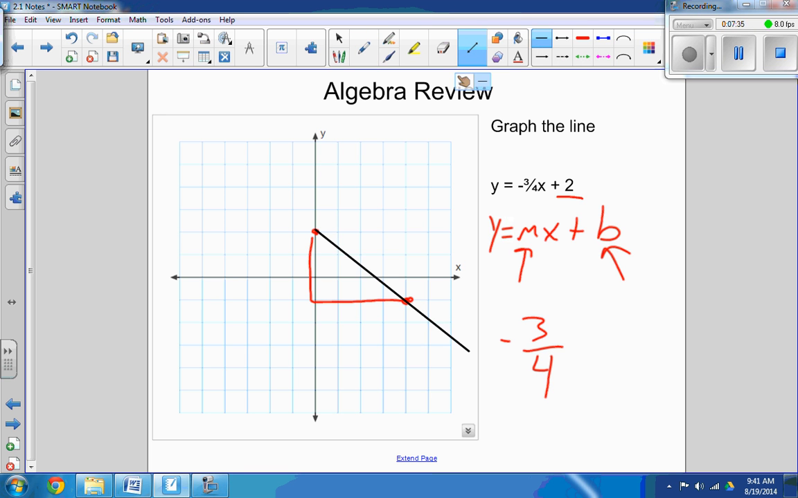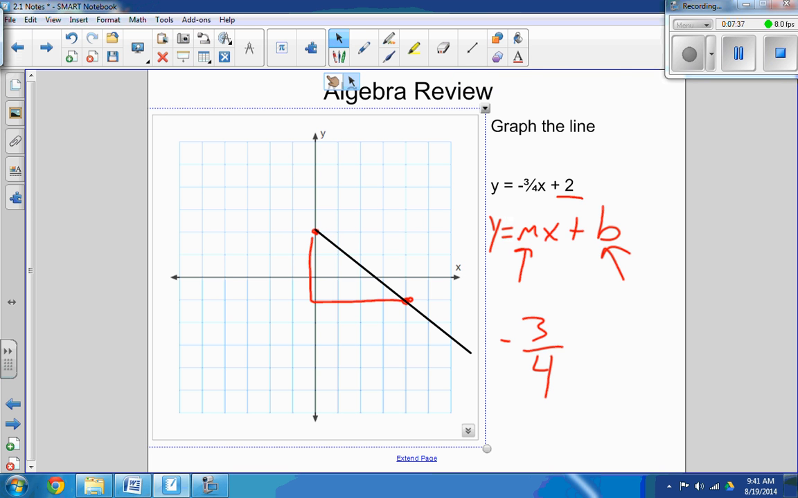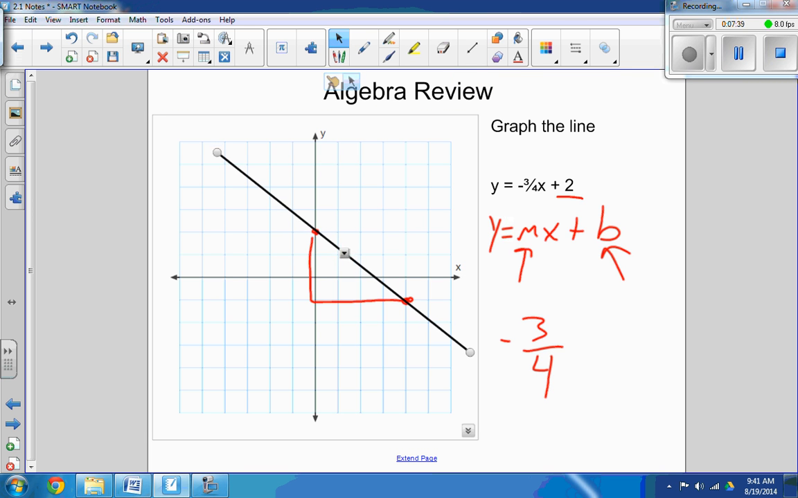So this is what our line looks like. I'm going to extend it in the other direction and demonstrate what it just did. So look at this. I went down 3 over 4, but notice I can go back 4, up 3, and I get another point where the line crosses in the coordinate plane. And that's the end of this lesson.